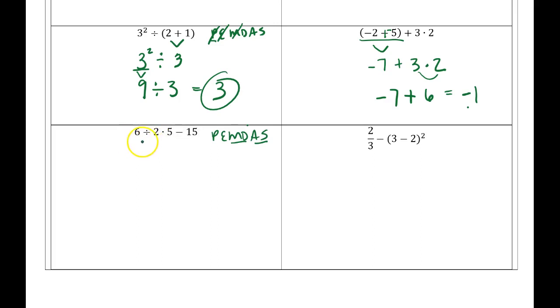6 divided by 2, that's pretty easy. So I would actually do the divide first, then the multiply. So I would do 6 divided by 2 is 3. Recopy the times 5, recopy the minus 15, then I would do the multiplication. So these can be done in either order as long as they stay together. So what is 3 times 5? Well, that's 15. Recopy the minus 15. 15 minus 15, that's of course 0.